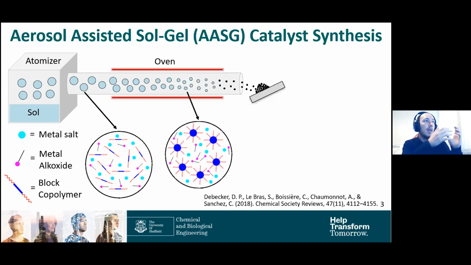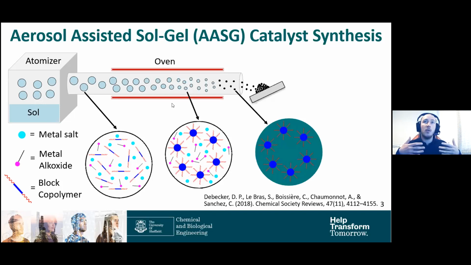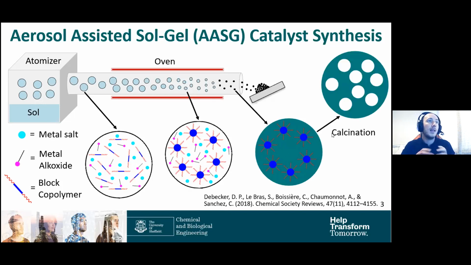So when you heat the droplet, which has been aerosolized, the block copolymer undergoes micellization, forming micelles within the droplet. And then as you heat it more, the gelation reactions occur between the metal salt and the metal alkoxide. This forms an interconnected gel network around the templating agent. And then this is calcined, and you get a solid porous catalyst material, and the pores are created from the holes in the templating agent.